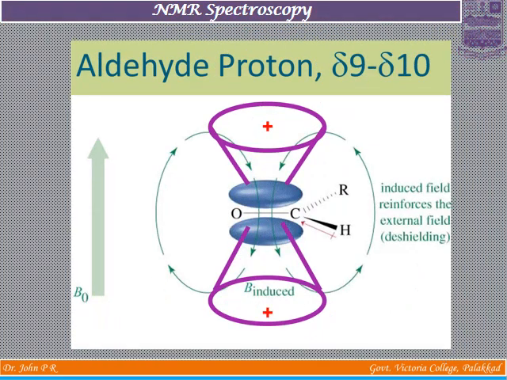Another example is aldehydic protons. CH3CHO, acetaldehyde. That hydrogen appears nearly in the 9.3, 9.5 range.